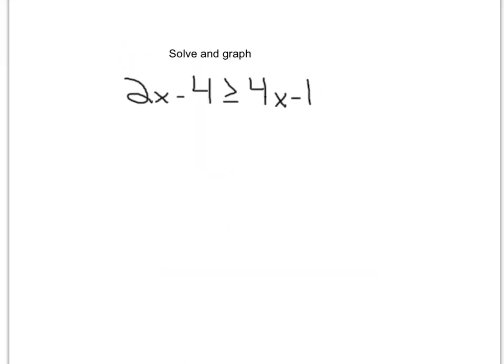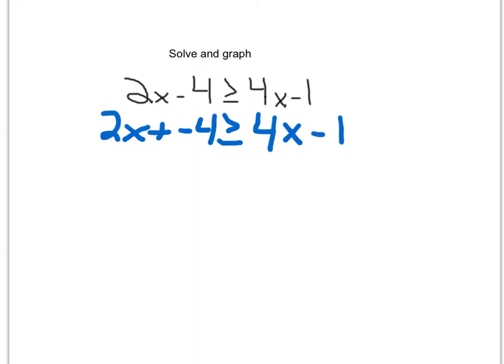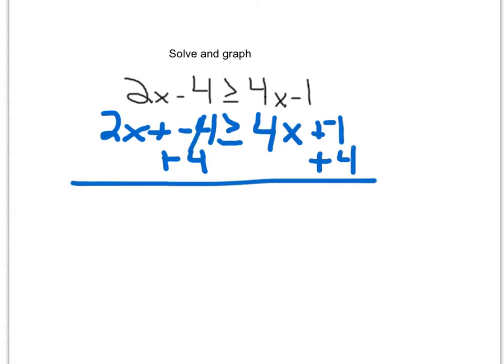Okay, so here's another one. Again, we're solving these just like regular equations. So, first step, subtraction to addition. The only thing we've got to keep in mind at any point in time is if we ever have to flip the inequality sign. Alright, let's get our constants to the right side. So we're going to add 4 to both sides. Oops, sorry, this should be plus negative 1. Going to add 4. Cancel. Negative 1 plus 4 is positive 3.